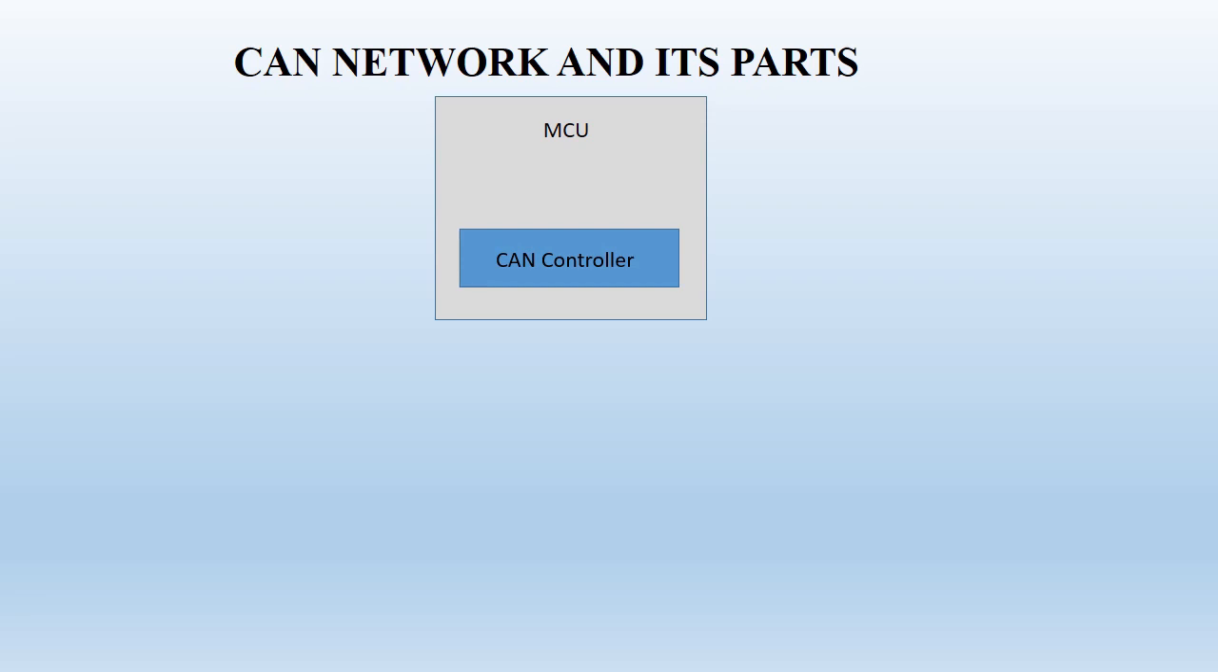This CAN controller peripheral gives you two single-ended pins. These are actually digital pins used in order to communicate. One is called CAN TX and the other is called CAN RX. This one is for reception and this one is for the transmission of the data. These are digital pins, and we also call them single-ended pins.